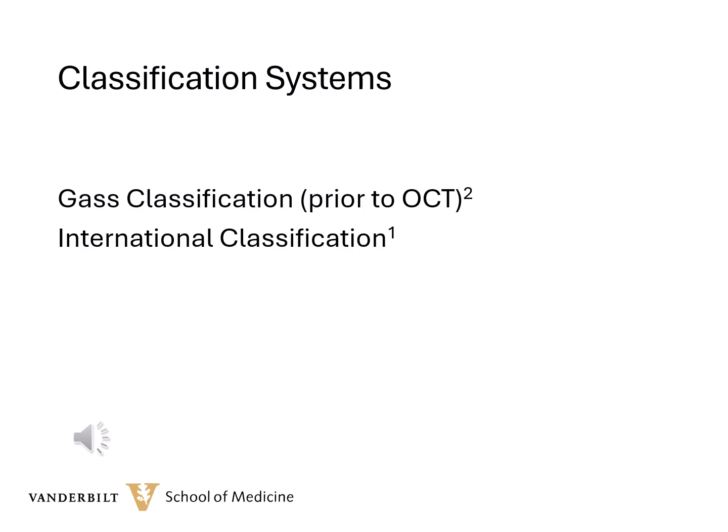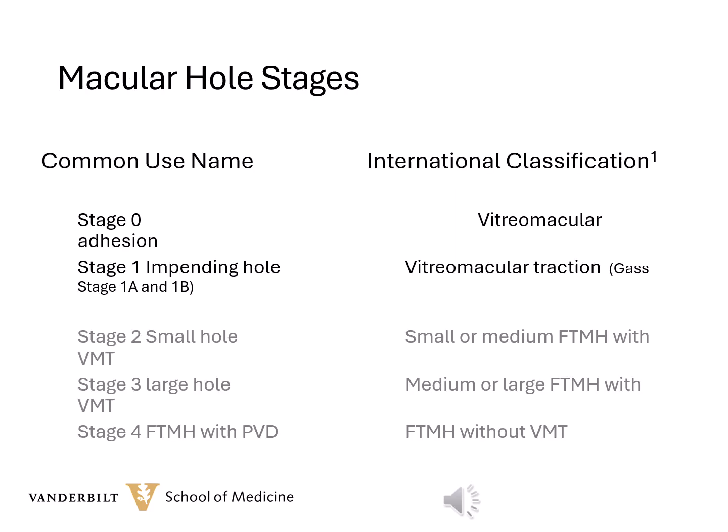The oldest is the Gass classification. He based his classification on the clinical appearance of the fovea because this was before the era of the OCT. The newer international classification system is based on OCT findings. The international system was published in December 2013 and added a new stage, stage 0. This stage is what we call vitreomacular adhesion.